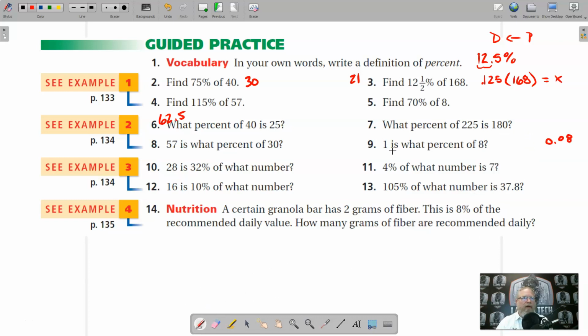So let's do this another way. 1 is what percent of 8? So 1's the part, 8 is the whole. The percent's what we're missing over 100. 1 times 100 is 100, and 8 times x is 8x. Divide both sides by 8. Let's see if I was correct. 100 divided by 8 equals... nope, something's not right.